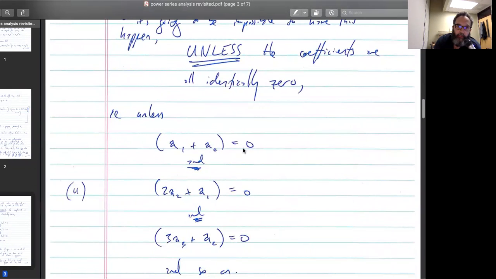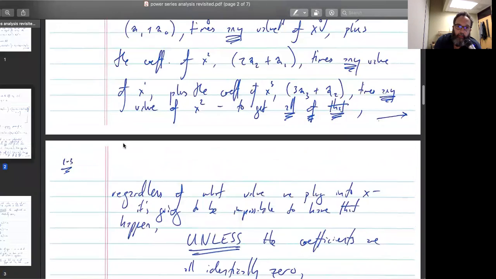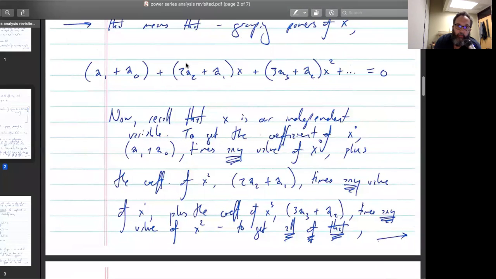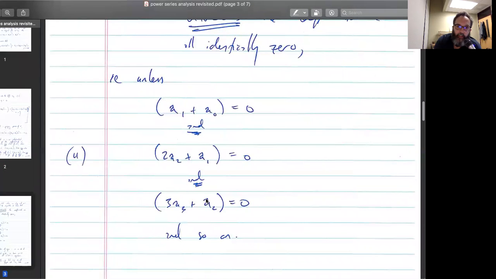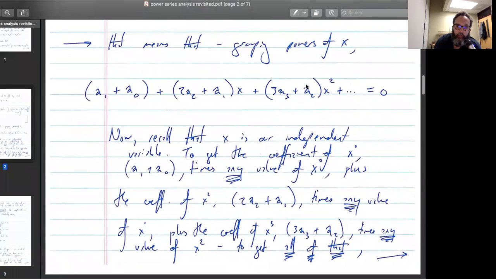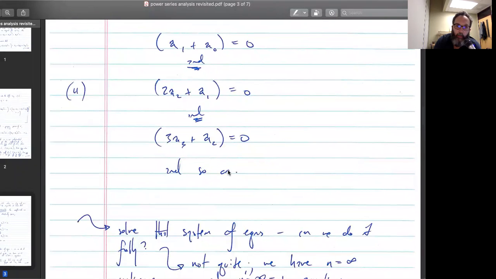a1 plus a0 is equal to 0. That is my first coefficient here. 2a2 plus a1 is equal to 0. That's my coefficient of the term linear in x. 3a3 plus a2 equals 0. That's my coefficient of the term in x squared. You can see why I missed my chalkboards already. So we're going to set all these combinations of a's that form the coefficient of each power of x equal to 0, and so on.